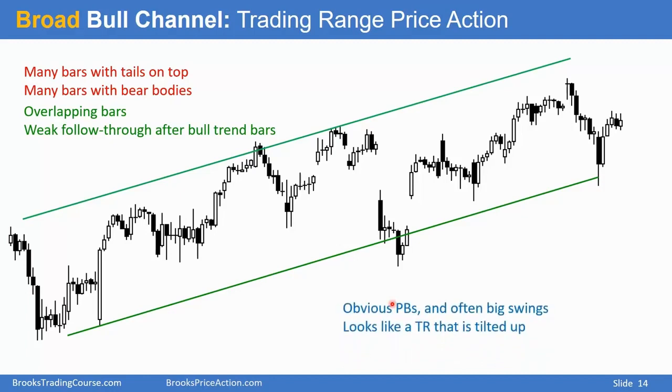Pullbacks are very obvious. They last many bars and they fall for a lot of points, often more than 50% of the prior bull leg. It simply looks like a trading range that is tilted up. And because of that, traders trade it like a trading range. They buy low, sell high, and scalp.